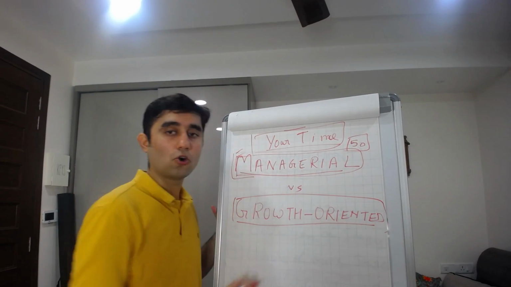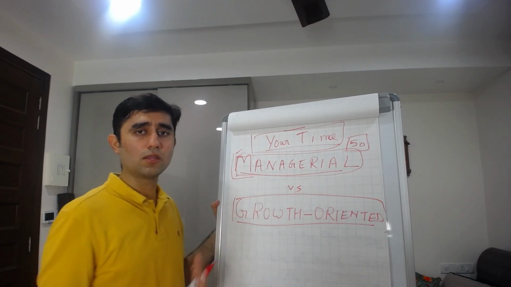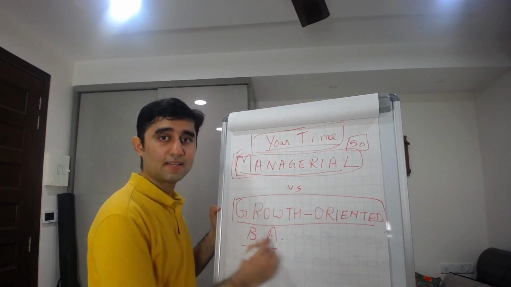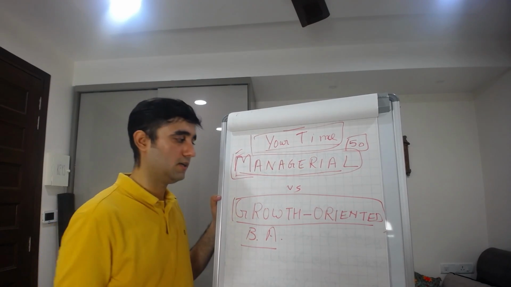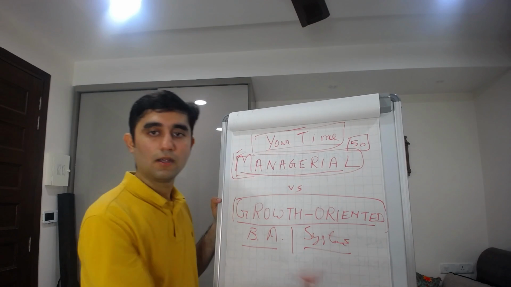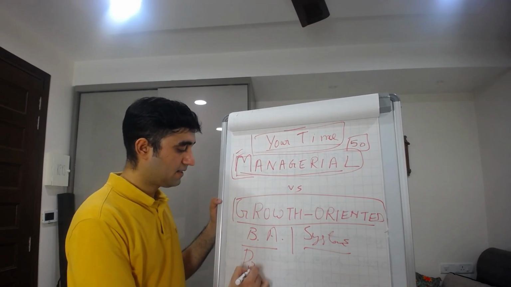The second type of task is called growth oriented tasks. What are the growth oriented tasks? For example, business automation. Business automation is a growth oriented task. Defining systems is a growth oriented task. Defining the processes.